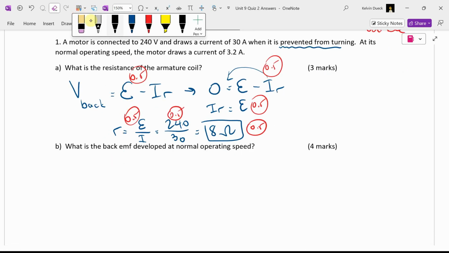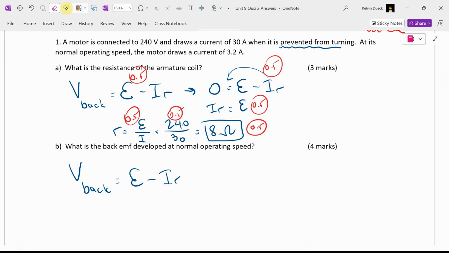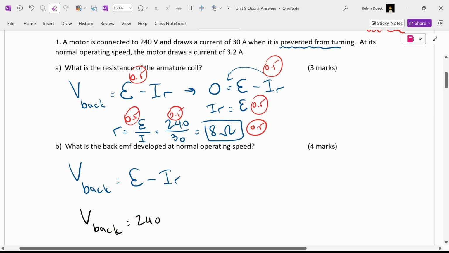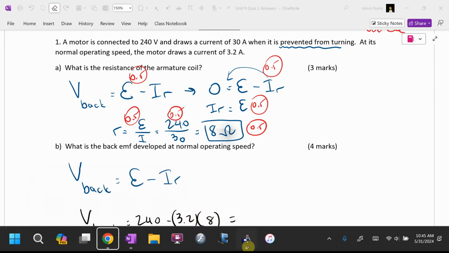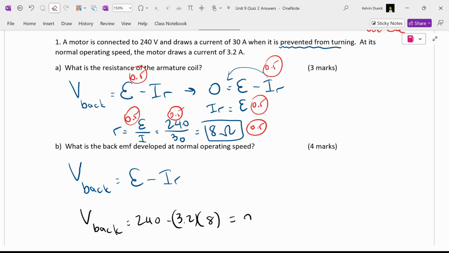What about at normal operating speed? Okay, now it's pretty plug and chug. V back equals the EMF minus I times R. It's going to be 240 minus, when it's turning, it pulls 3.2 amps and 8 ohms. It's going to be 240 minus 3.2 times 8. And I get, is it 214.4 volts? I'll write 214, but I would take 214.4 volts. If you got that, 4 out of 4.